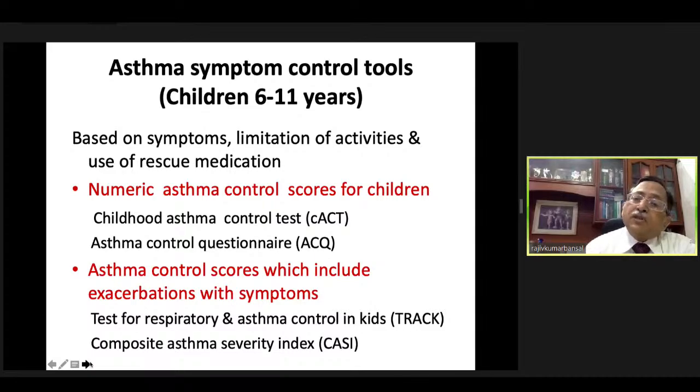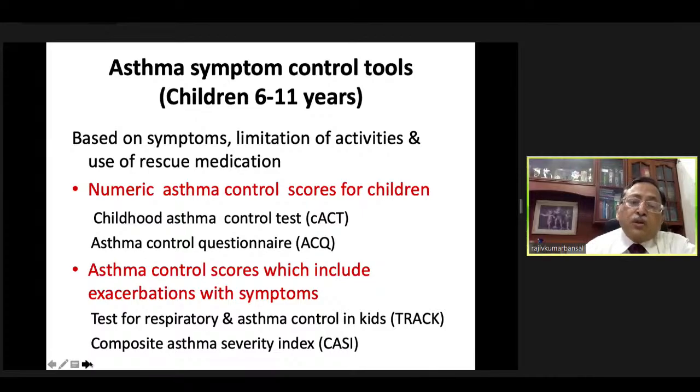They are based on symptoms, limitation of activities, and use of rescue medication. There are numeric asthma control scores for children, like the childhood asthma control test or asthma control questionnaire. Various things can be asked from the patient in the OPD. Very short time is needed. Not many minutes are spent on that, but you can have a quick look into it and check it out.